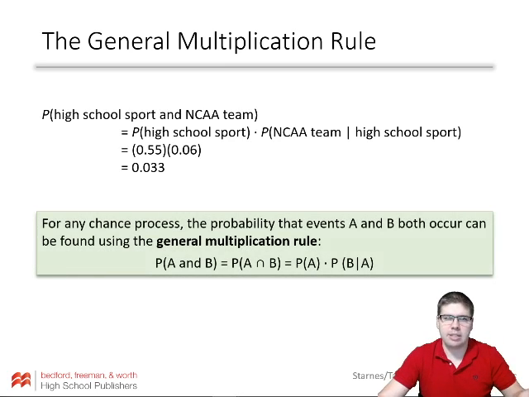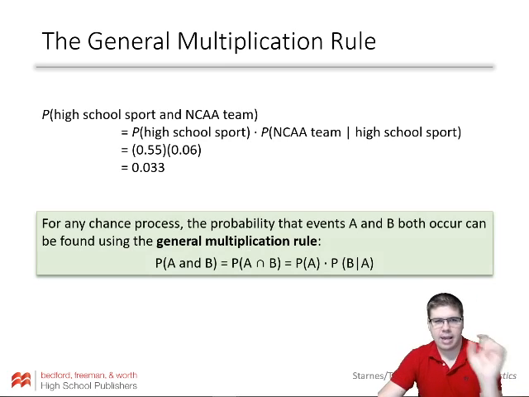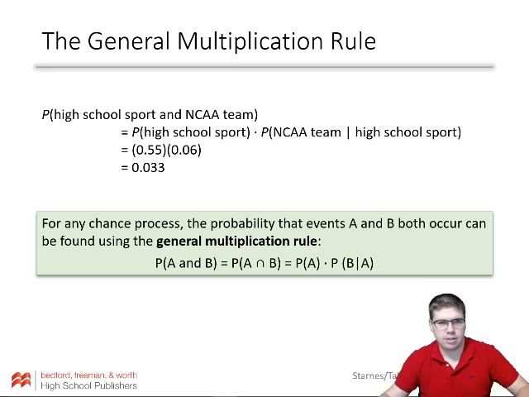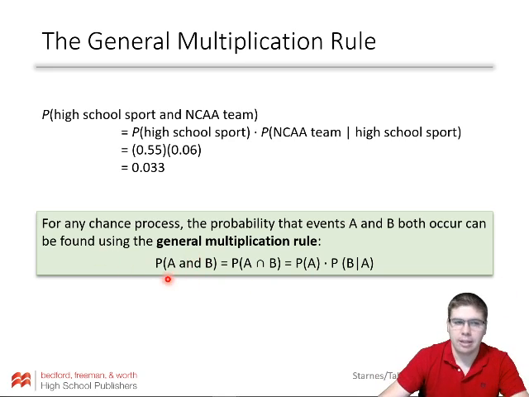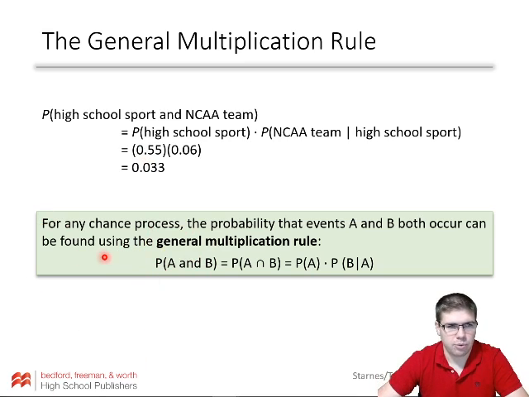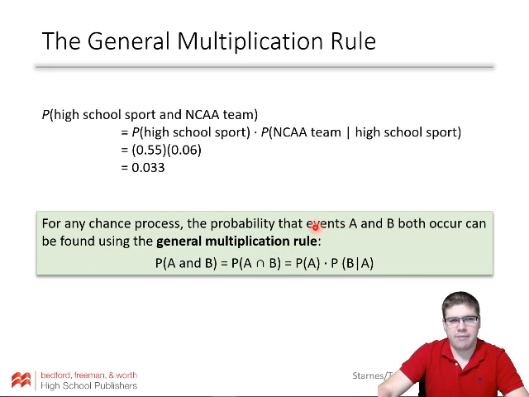Remember, we had a general addition rule, which was for or. Well, this one's for and. For or, we could add A plus B and subtract the intersection. That was one of our big rules from this chapter. Here's the other one, the general multiplication rule. For any chance process, the probability that events A and B both occur can be found using this: the probability of A and B is equal to the probability of A times the probability of B given A. We can multiply those up.